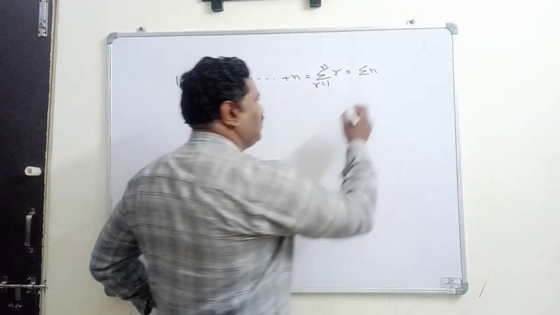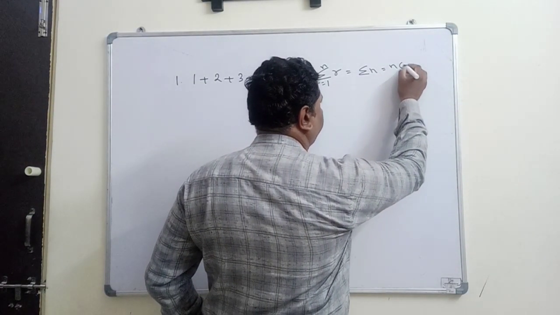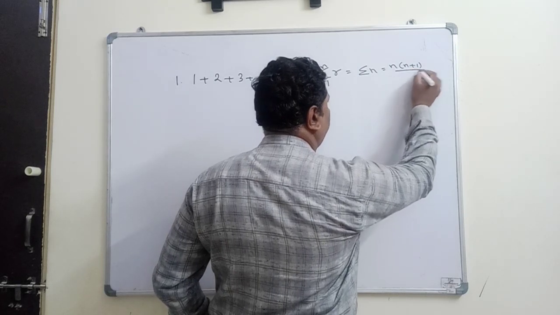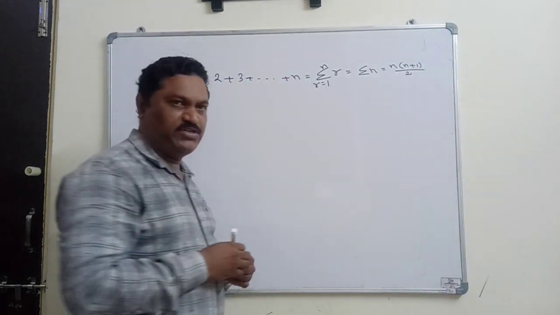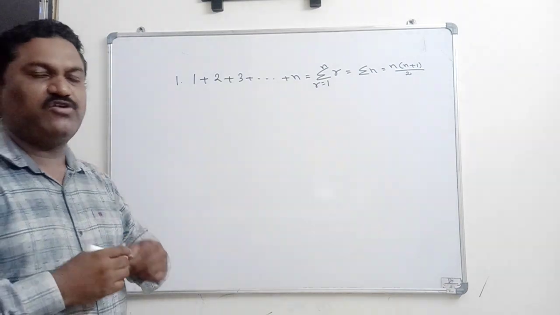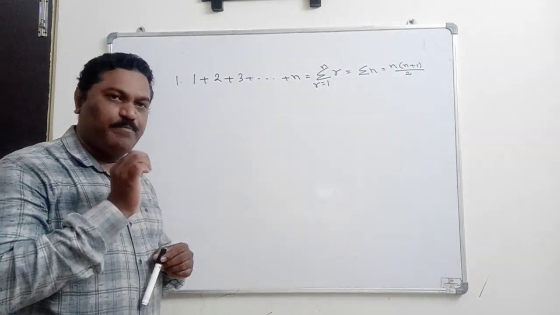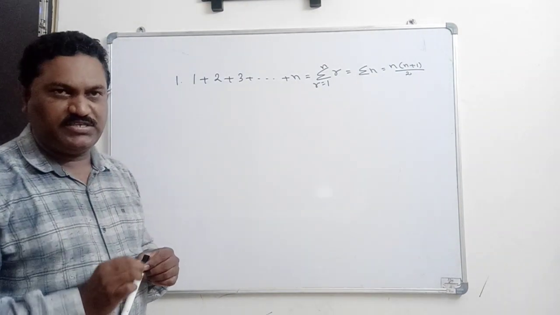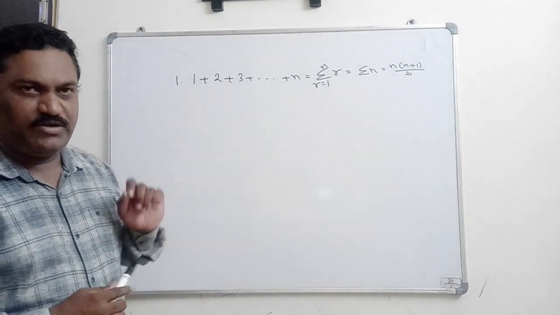So the formula for this is n into n plus 1 by 2. This is the first basic formula that we have to remember. The sum of the first n natural numbers is n into n plus 1 by 2.